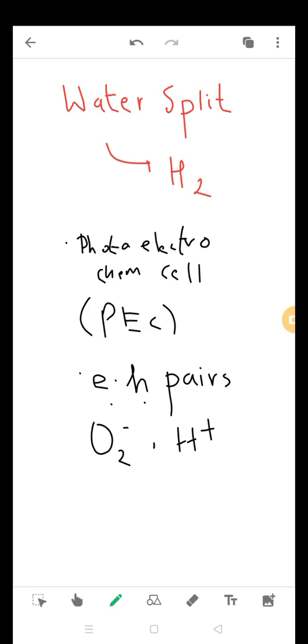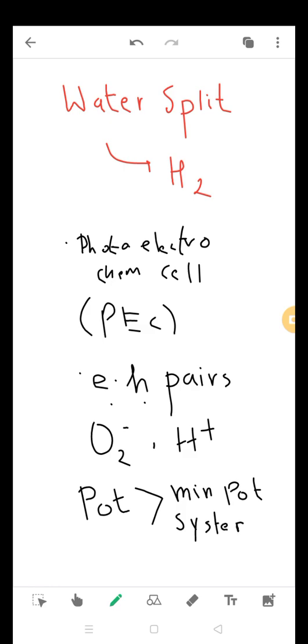Now, water splitting occurs when the potential of the splitting reaction is higher than the minimum potential required to overcome the system losses. This is basically a thermodynamic definition. When the potential of any reaction is higher than the minimum potential to overcome the system losses, then that reaction becomes feasible.